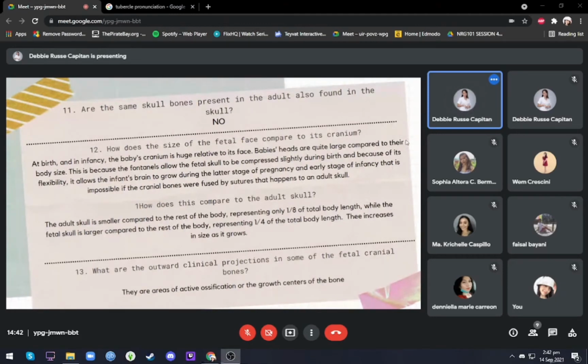Follow-up question, how does this compare to the adult skull? The adult skull is smaller compared to the rest of the body, representing only 1/8 of total body length, while the fetal skull is larger compared to the rest of the body, representing 1/4 of the total body length. This decreases in proportion as the body grows. Number 13, what are the outward clinical projections in some of the fetal cranial bones? They are areas of active ossification, or the growth centers of the bone.